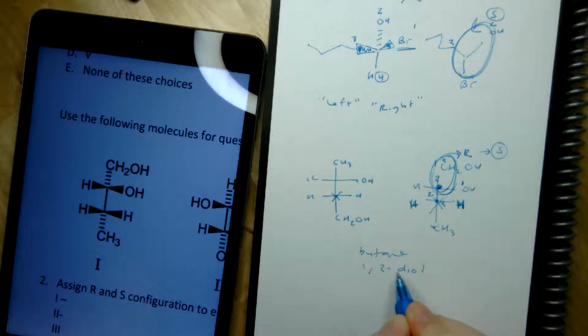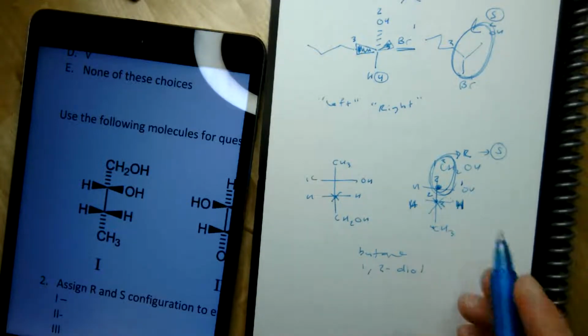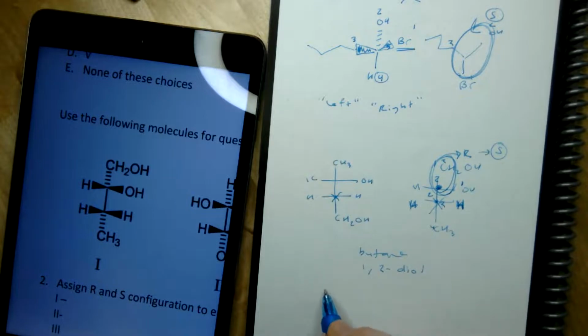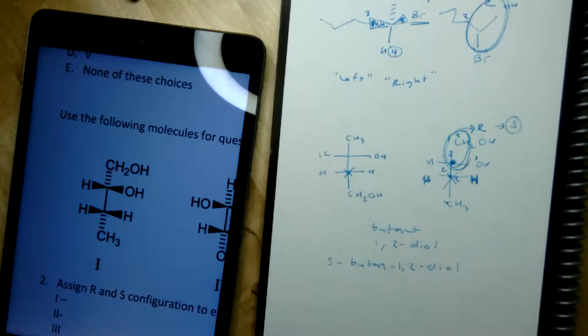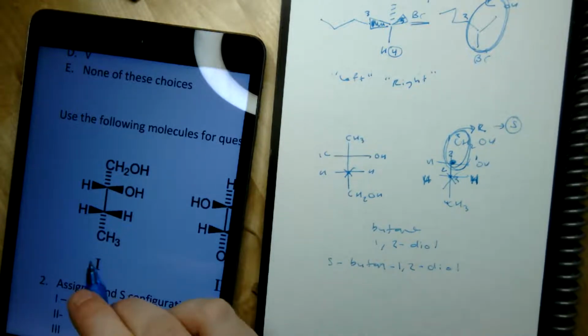There's 1, 2. So I would name this S-butane-1,2-diol. So there's only 1 chiral center on this. Yes. Okay, so I would not include this part in the answer.